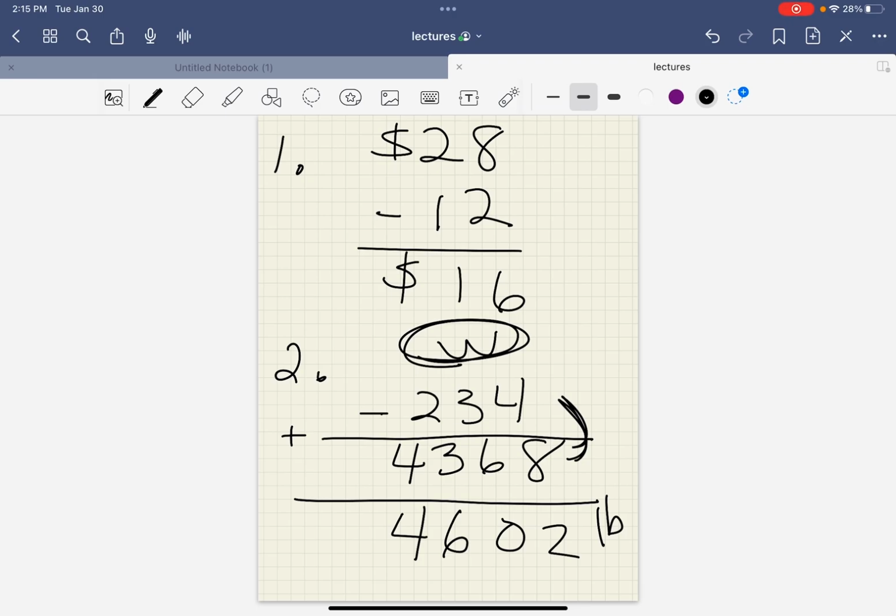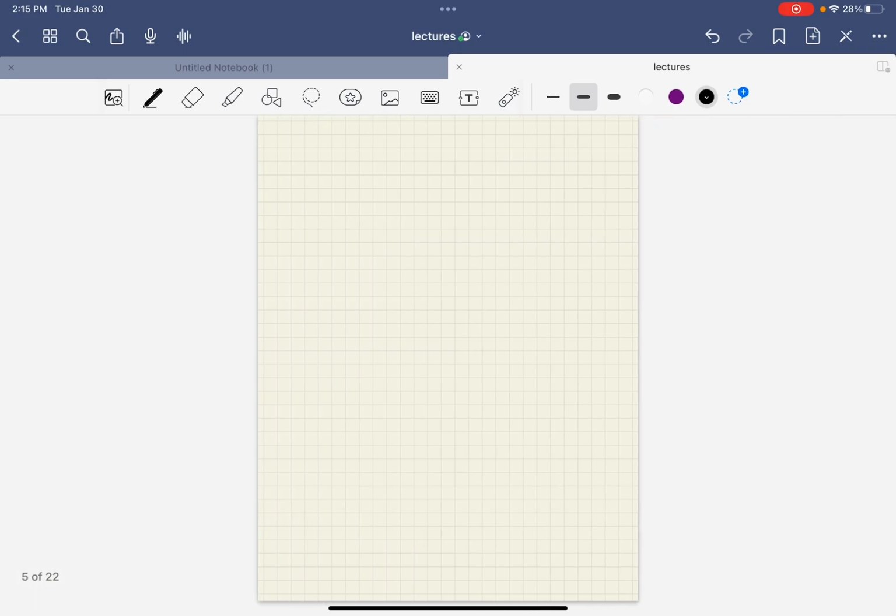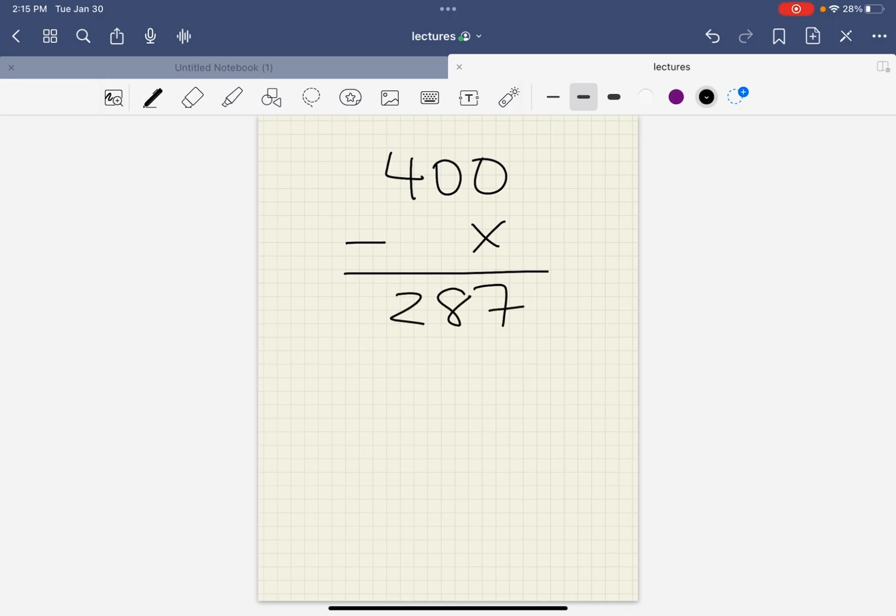Okay, another one on page 74. Make sure you write the words correctly as numbers. 400 runners started the race, but many dropped out. So we're going to subtract some. We don't know how many. You have 287 finished, so that's how many are left. How many runners dropped out of the race?